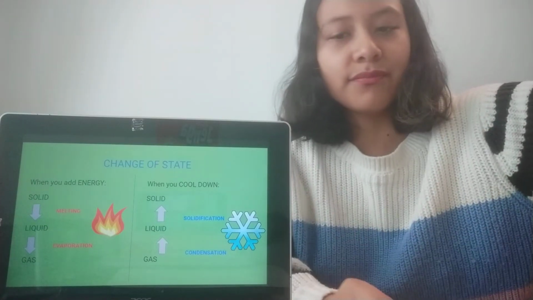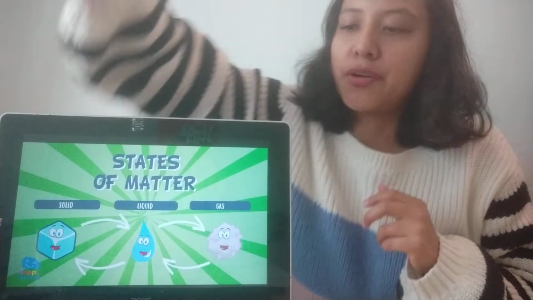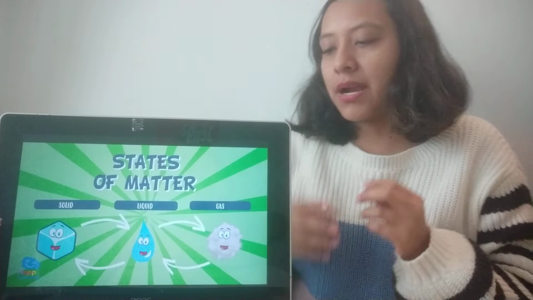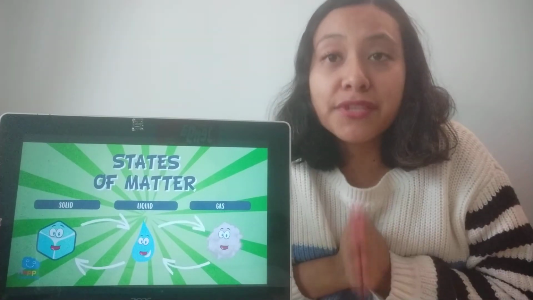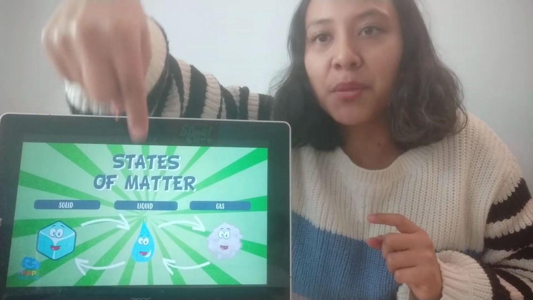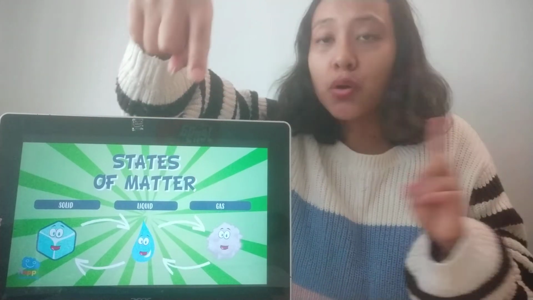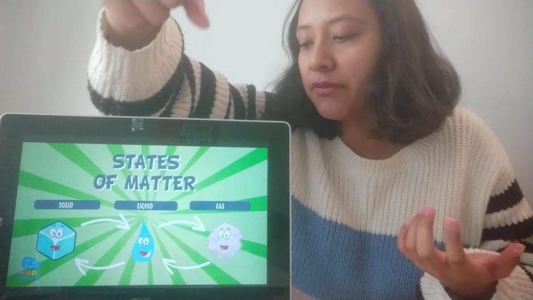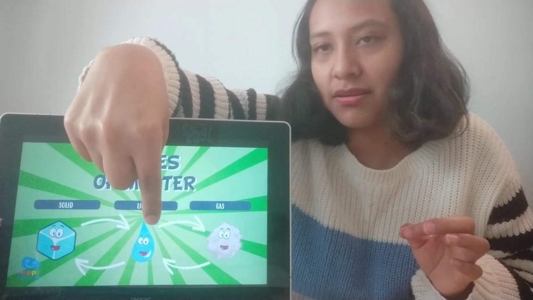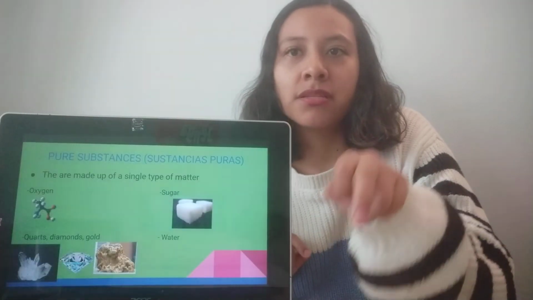All right? Let's go to the next one. As you can see in this picture, you can go from solid to liquid to gas, and you can also go from gas, liquid to solid. All right? Remember, the processes have different names. From solid to liquid, melting. From liquid to gas, evaporation. And this is when you add energy. And when you don't add energy, you put it in the fridge, for example, it goes from gas to liquid, it's called condensation. And then from liquid to solid, it's called solidification. All right? Let's go to the next one.